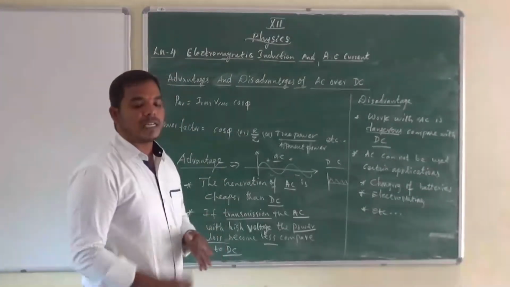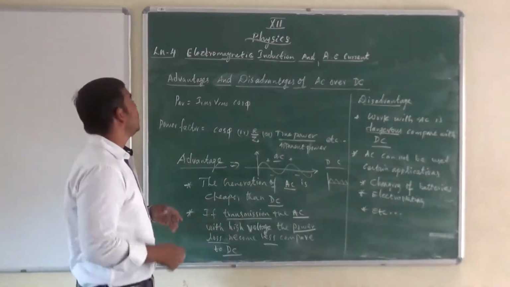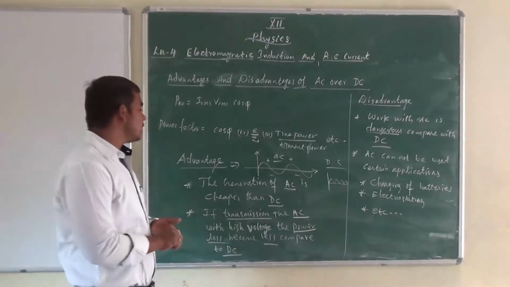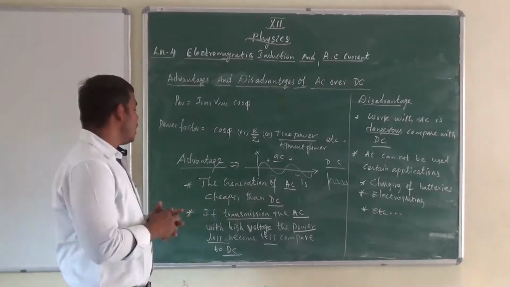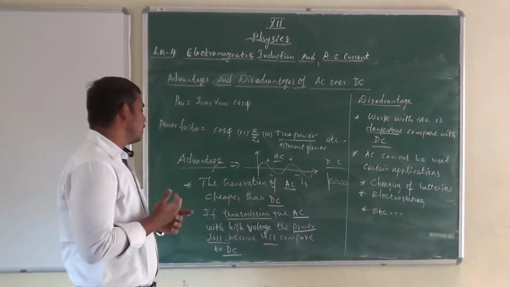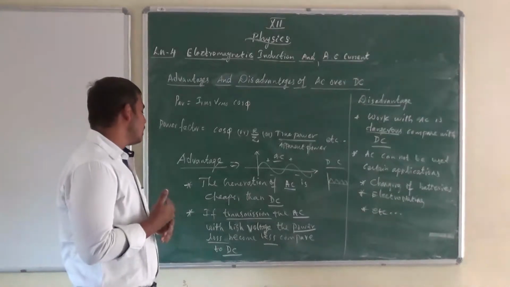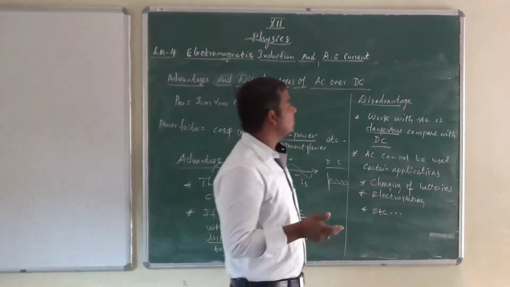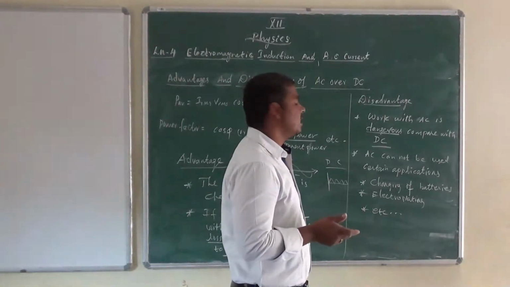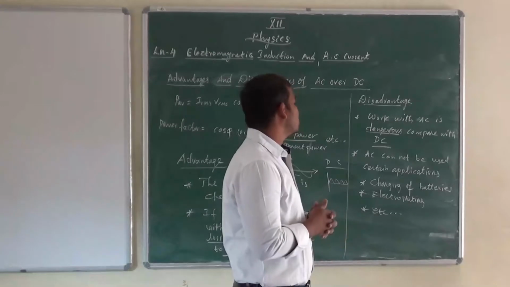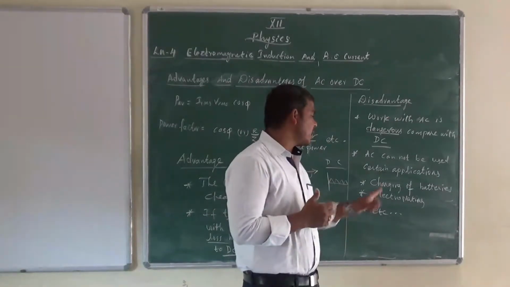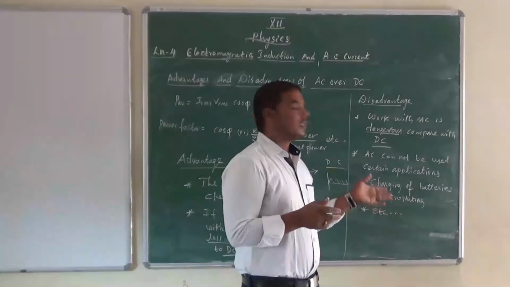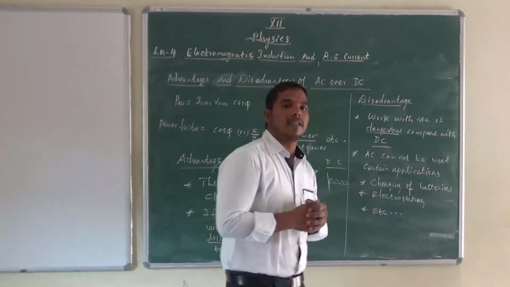So these are the advantages and disadvantages of AC over DC. Once again, advantage: the generation of AC is cheaper than DC. If AC is transmitted at high voltage, the power loss becomes less compared to DC. Disadvantage: working with AC is very dangerous compared with DC. AC cannot be used in certain applications, such as charging batteries, electroplating, etc.